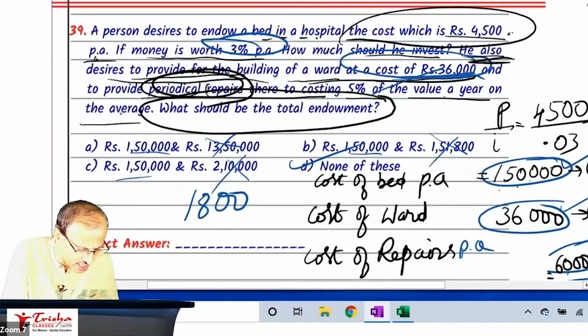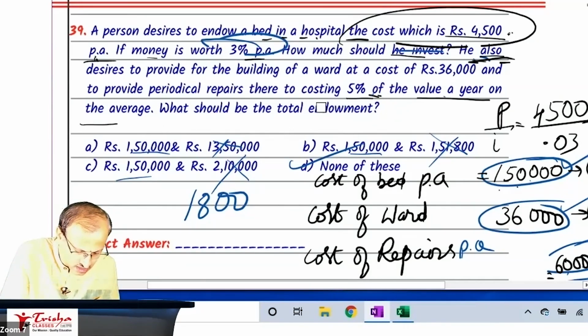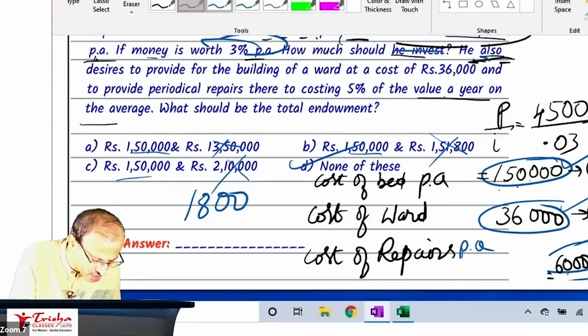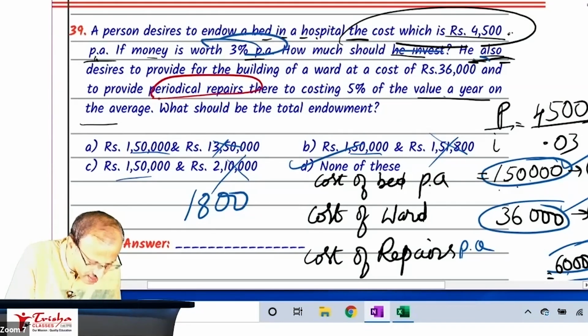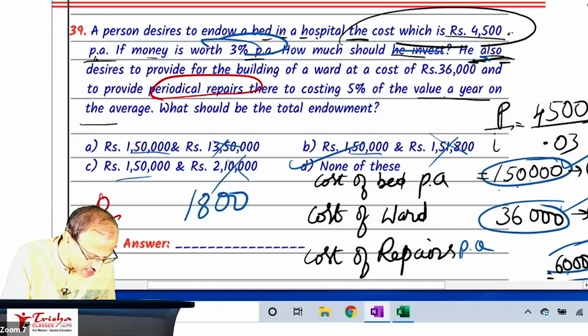5% of the value on an average. Please refer to what they say in the question. It is a periodical repair. Every year you have to pay the repairs money. Is it once or every year, Mushraf? Every year. So I should do P by I.